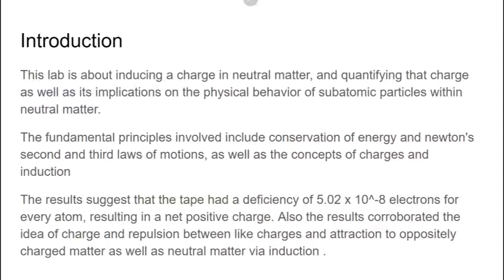The fundamental principles involved include conservation of energy and Newton's second and third laws of motion, as well as the concept of charges and induction of neutral matter.